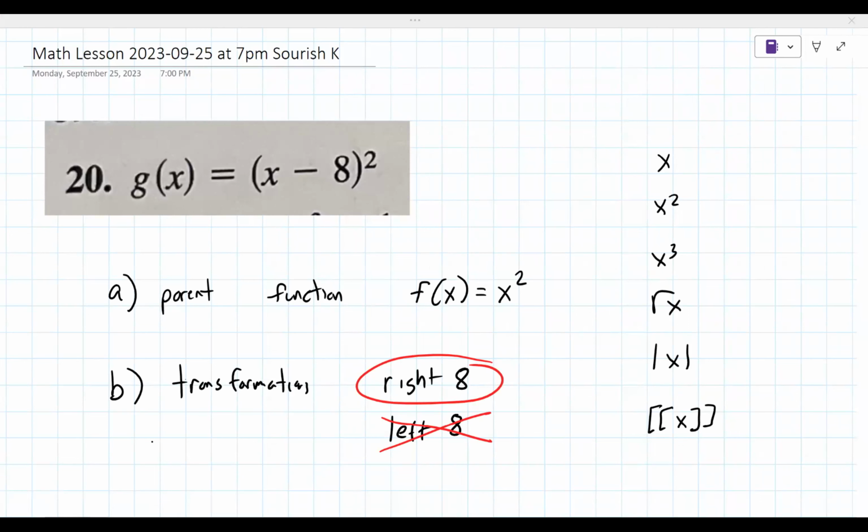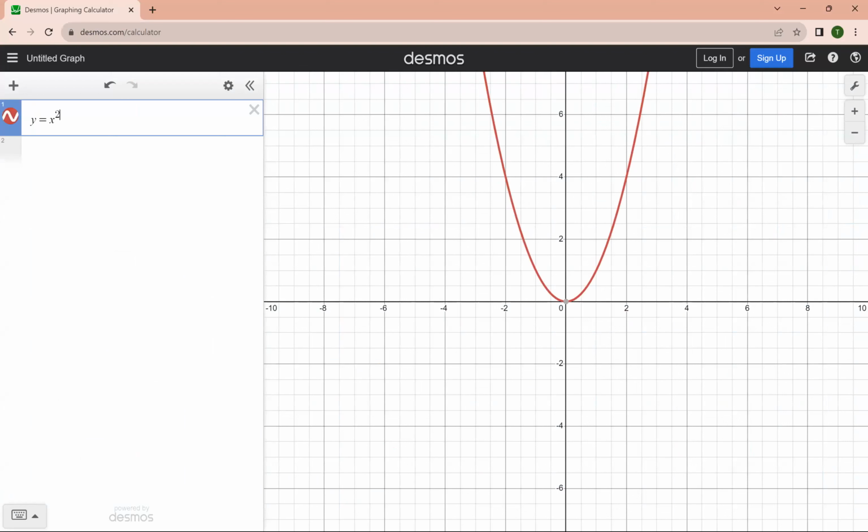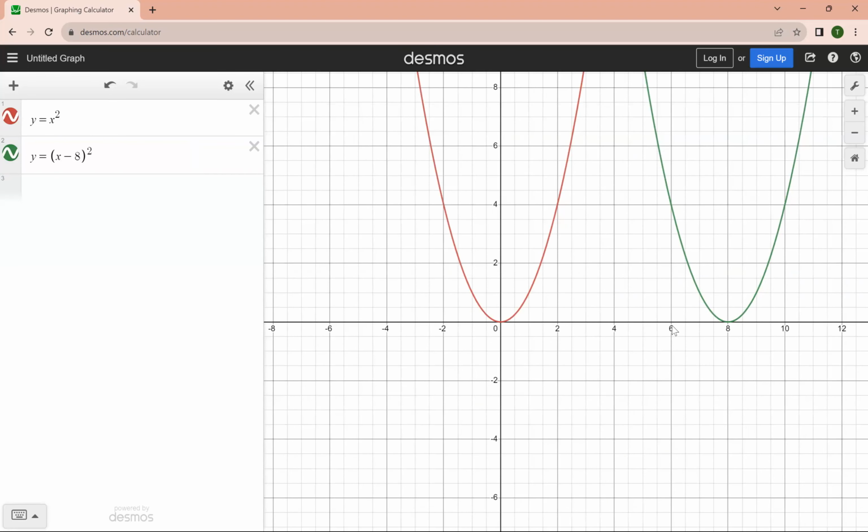So let me go back to the other screen. y equals x squared. Is that what you expected to see? Yeah. Okay, now when I graph the one that is given, is this what you expected to see? What is the transformation that you expected to see? What's just the difference from the red to the 8? That's part B.